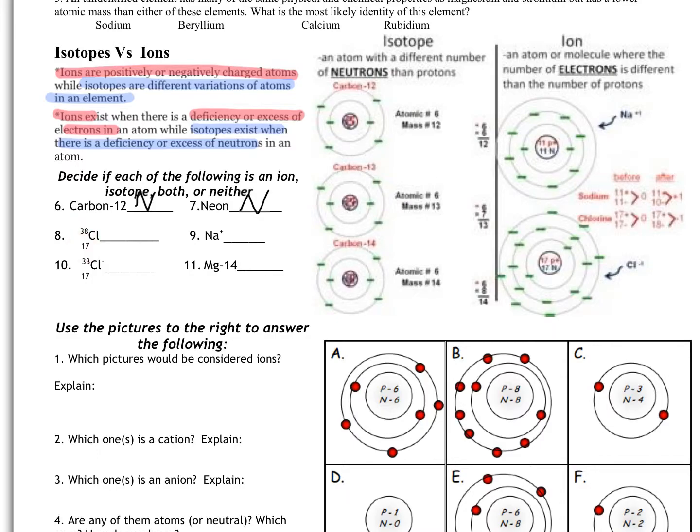Chlorine with a 38 on the top and the 17 on the bottom. The number on top is our mass, the number on bottom is our atomic number. 17 means chlorine. So if I want to discover if this is an isotope, I need to look at the number of neutrons. The mass for chlorine on my periodic table is 35. Since the mass here is 38, we already know that this must be an isotope. And I don't see any indication of having a charge, so it's not an ion. For this one, it is only an isotope.